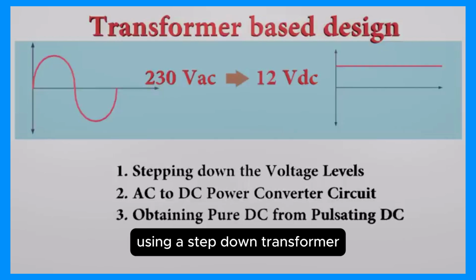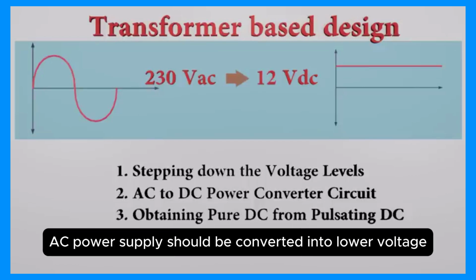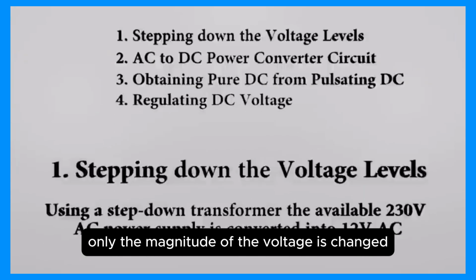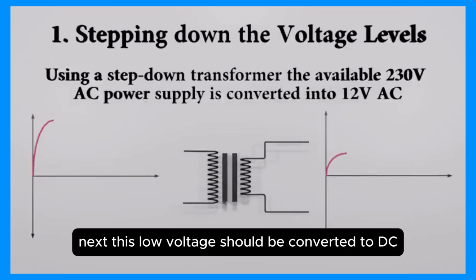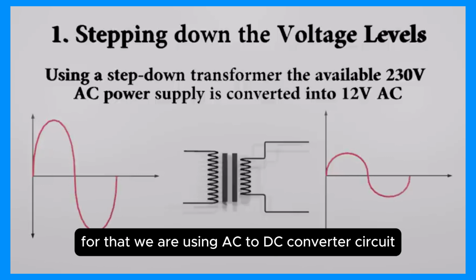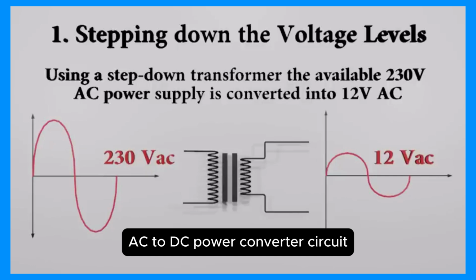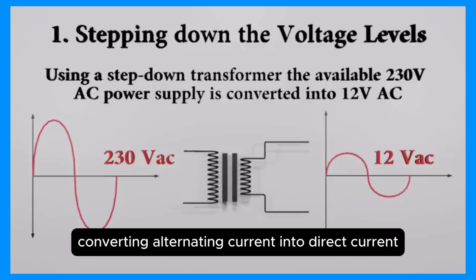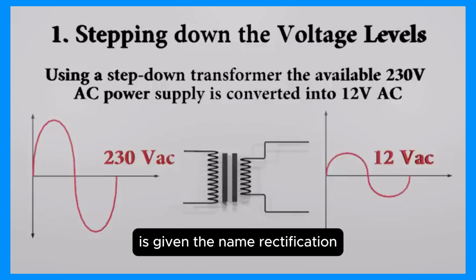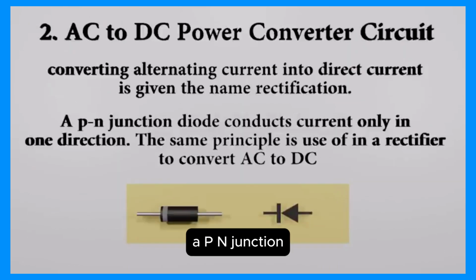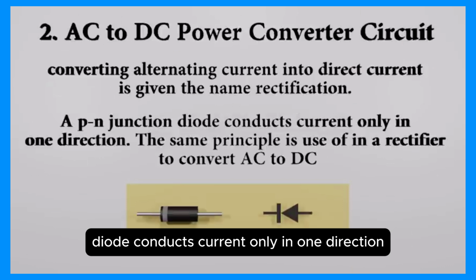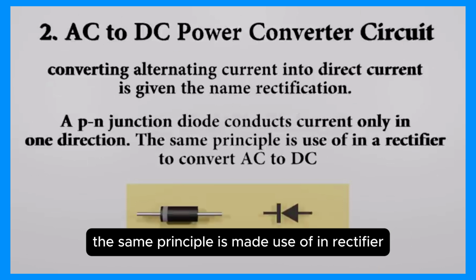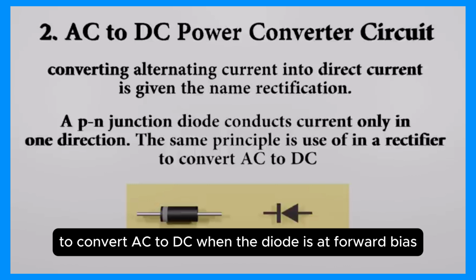First of all, using a step-down transformer, the available 230 VAC power supply should be converted into a lower voltage. Only the magnitude of the voltage is changed. Next, this low voltage should be converted to DC. For that, we are using an AC to DC converter circuit. Converting alternating current into direct current is called rectification. A PN junction diode conducts current only in one direction. The same principle is used in a rectifier to convert AC to DC.